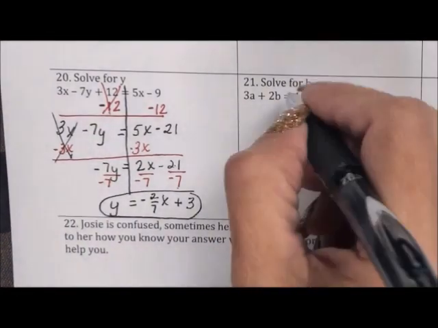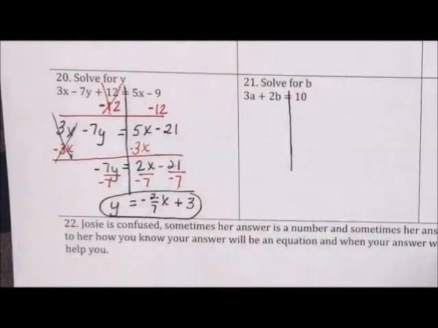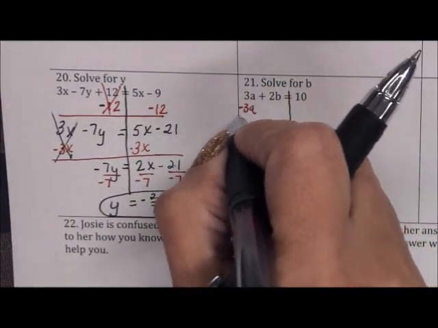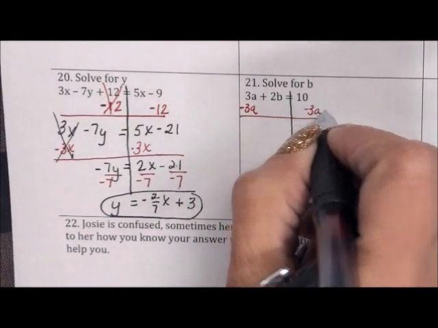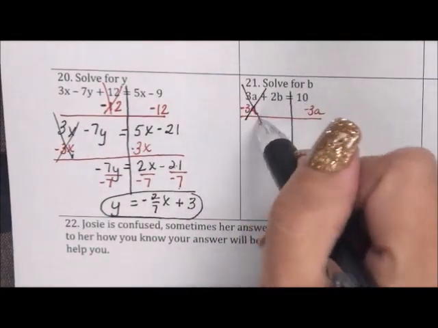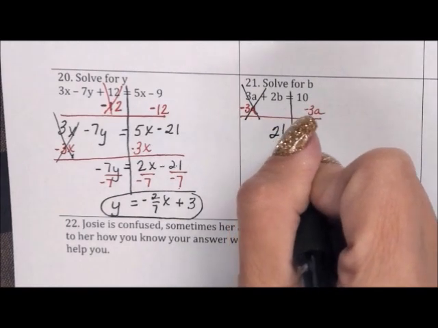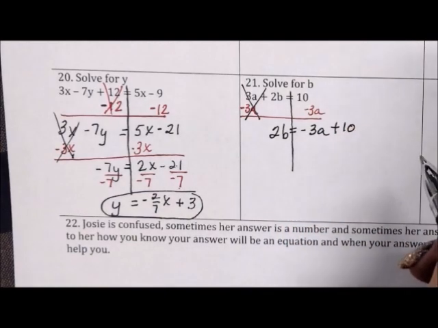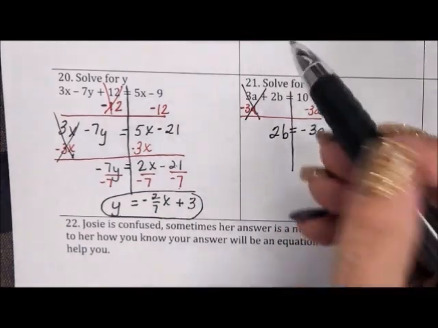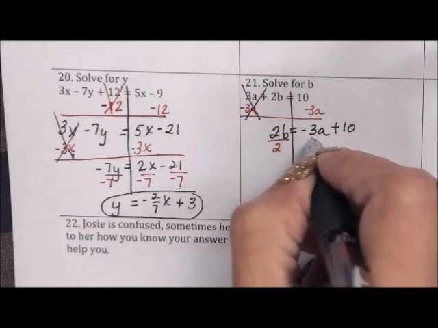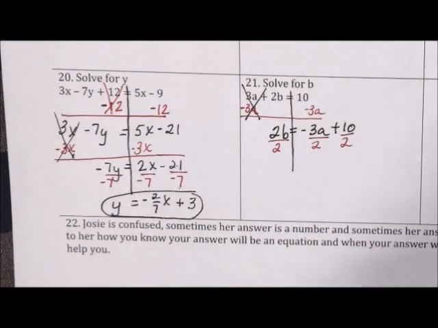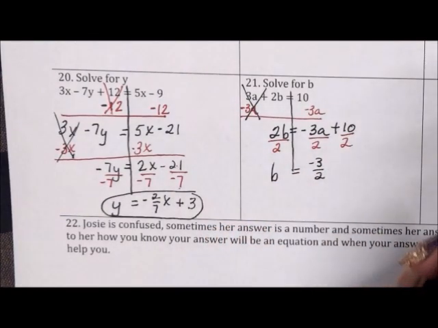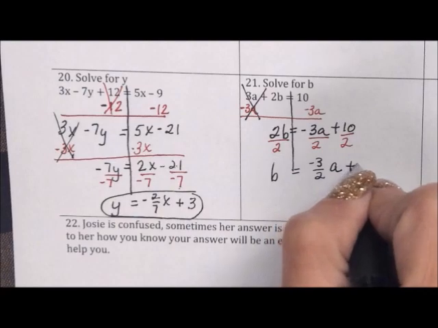Let's solve this for b. It's kind of like the x and the y. I'm going to move the a. I can't have a b with a number in the front, so I need to divide by that 2. So b equals negative 3 over 2. I could change it to 1.5 if I wanted to, plus 5.